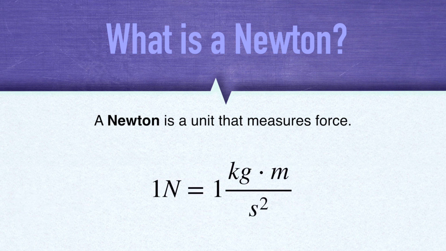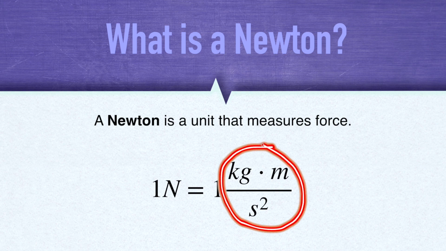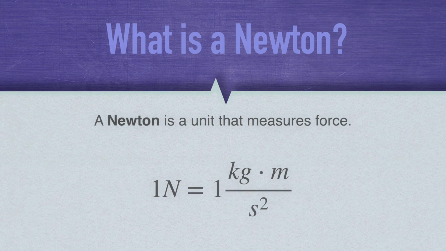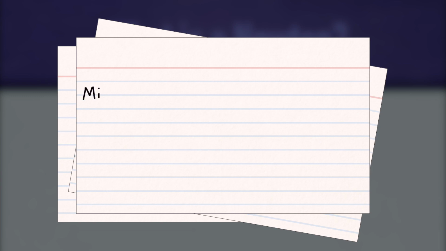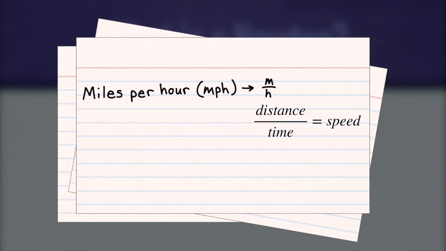So kilogram meters per second squared is also a compound unit. It's just a little bit complex, and this is mainly because it is a compound unit with a compound unit inside of it. So miles per hour is distance per time. So the formula for speed is distance divided by time, miles divided by hours. So like 30 miles per hour is 30 miles of distance per 1 hour of time.